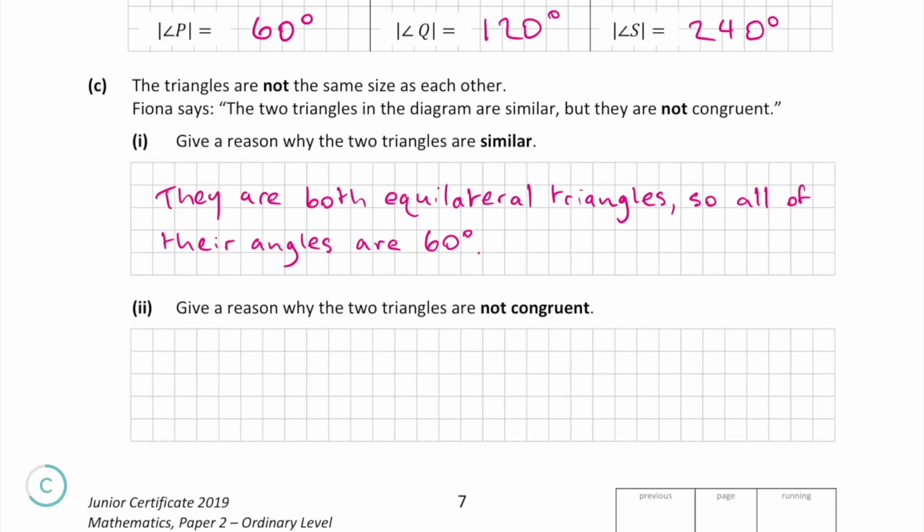In part 2, we have to give a reason as to why the two triangles are not congruent. The reason why they are not congruent is that they have different side lengths, and to be congruent, the triangles must have the same side lengths, so therefore they are not congruent.